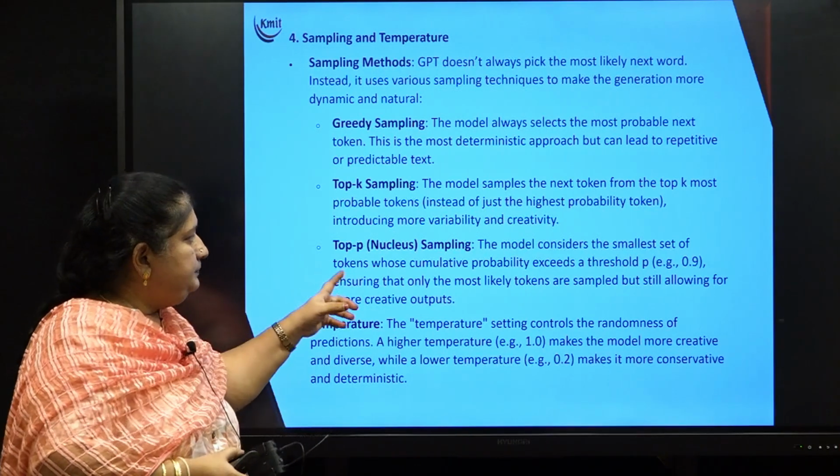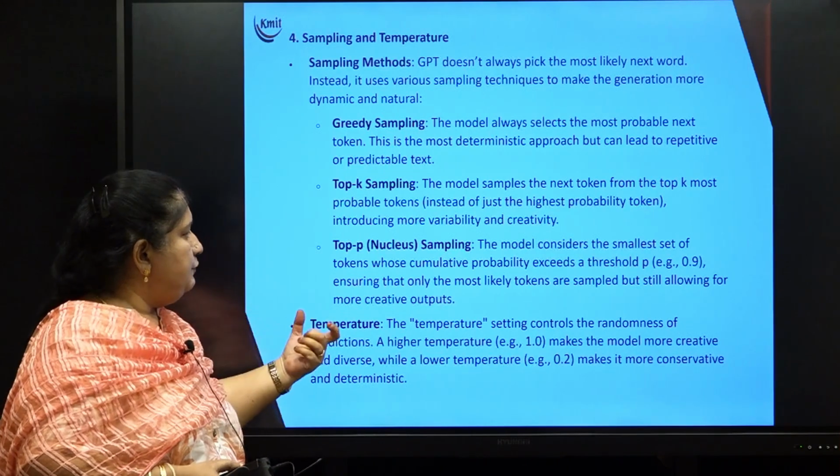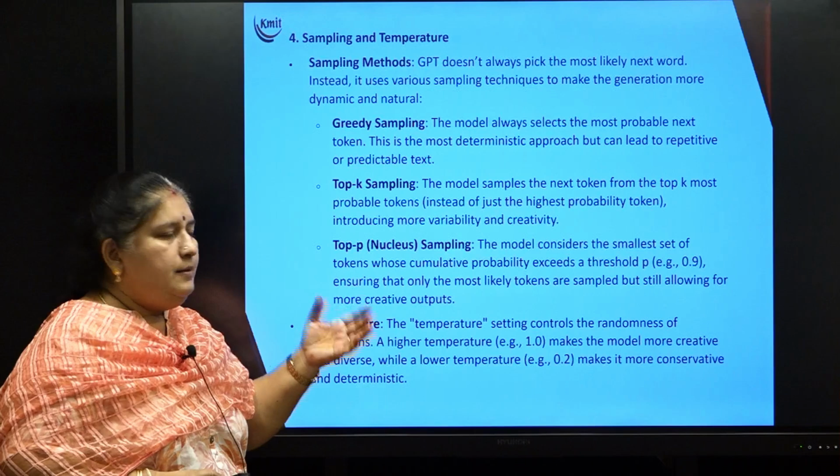Top P: the model considers the smallest set of tokens whose cumulative probability exceeds a threshold.